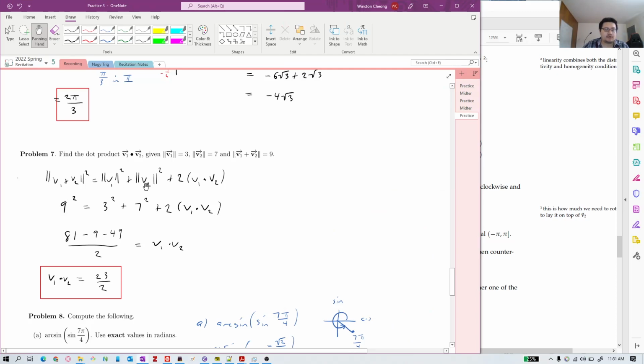So because this involves the plus version, we have the plus 2 times the dot product. And the way I've done the calculation is I've just inserted the given values: 9 squared, 3 squared, 7 squared, and then we solve for v1 dot v2. So 81 minus 9 minus 49, all divided by 2. And then I would chuck this into a calculator because I don't feel like thinking about it. You get 23 over 2.